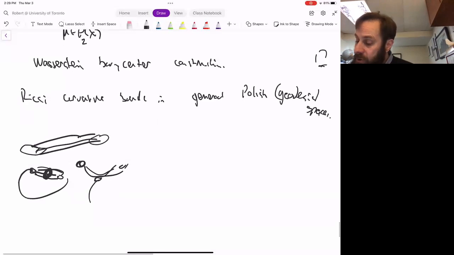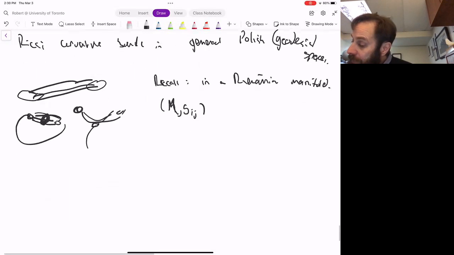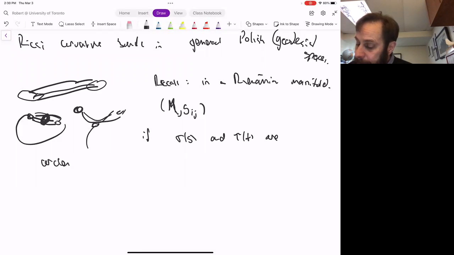So there's another perspective on Ricci curvature. Recall that if you're in a Riemannian manifold, there was a good notion of geodesic, with metric g_ij, and let's say sigma(s) and tau(t) are arc length parametrized geodesics.